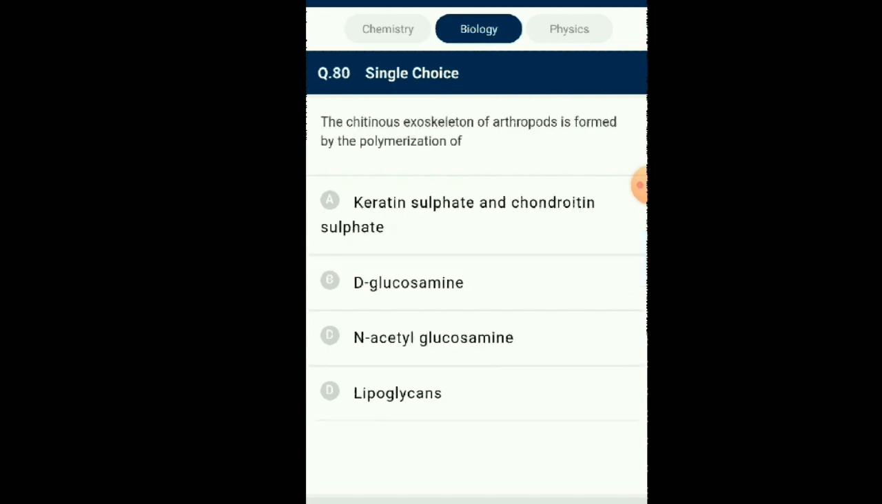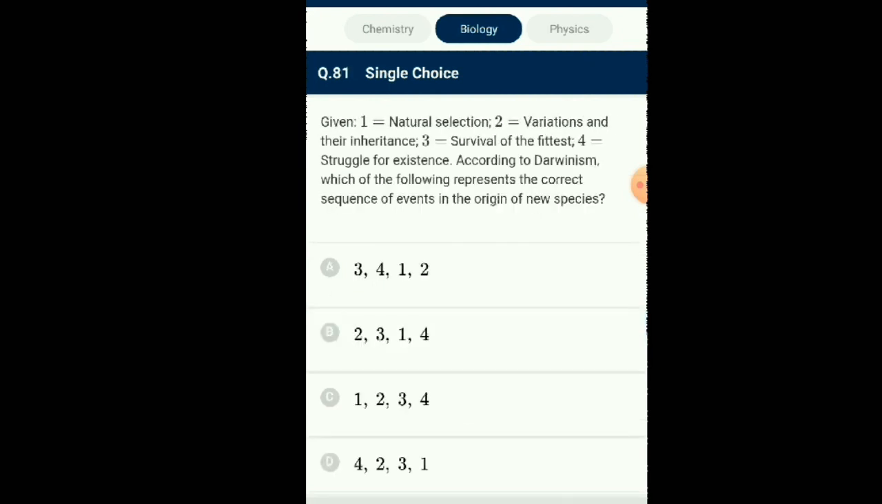Question number 80. The chitinous exoskeleton of arthropods is formed by the polymerization of N-acetyl-glucosamine, a monosaccharide derivative of glucose. N-acetyl-glucosamine is formed by the amide bond between glucosamine and acetic acid. So the answer for this question is option C, N-acetyl-glucosamine.